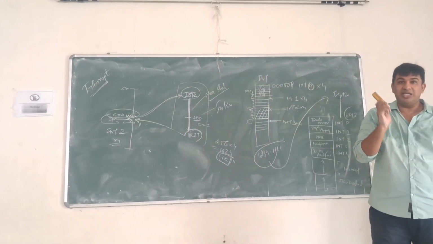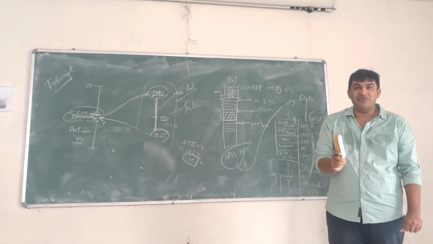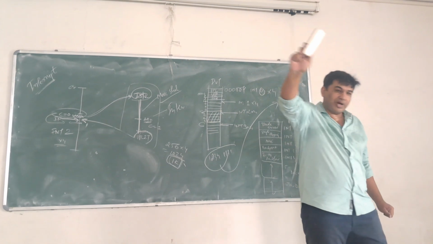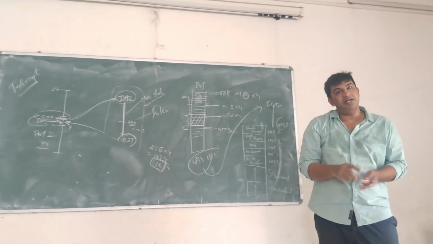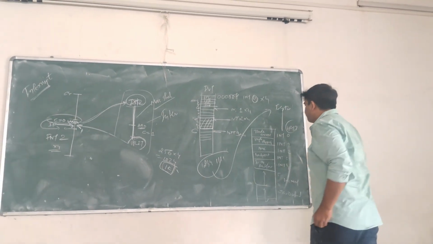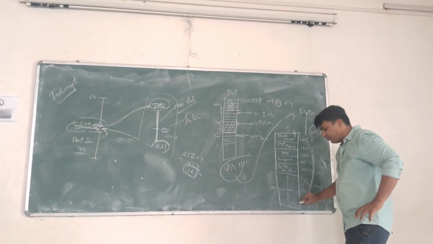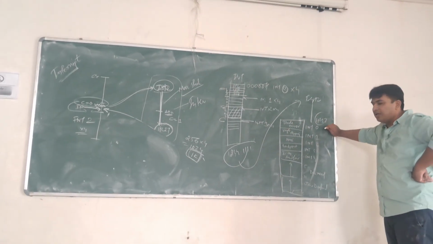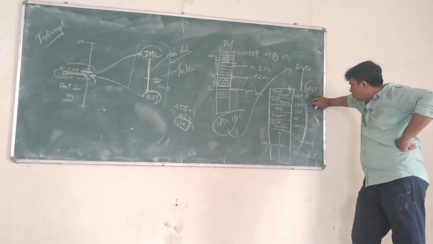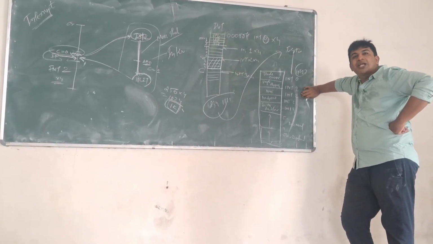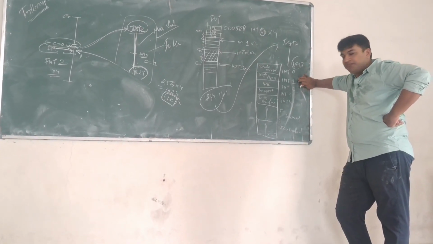IVT does not contain the ISR. IVT contains the address of the ISR. Just keep that in mind. Now the last one. This is my IVT. In the IVT table, the first entries, 0, 1, 2, 3 and 4, are already predefined and fixed.